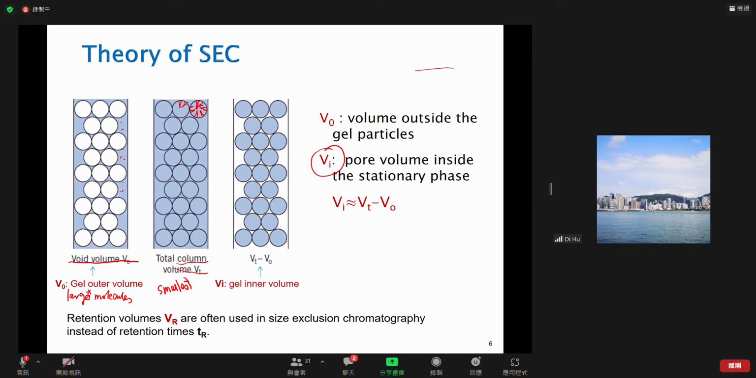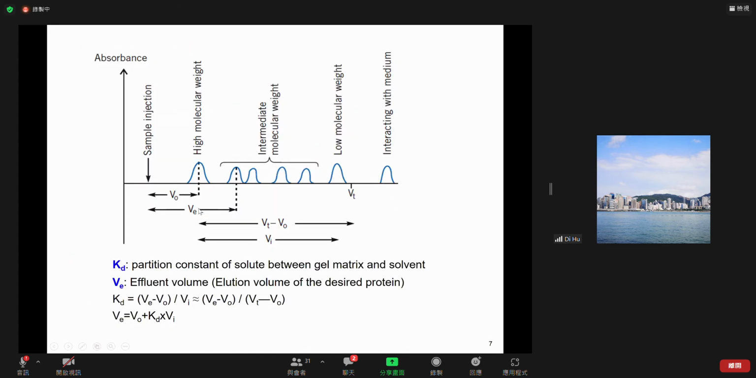The retention volume, VR, is often used in size exclusion chromatography instead of the retention time, because it is the volume it takes for them to come out. So instead of a chromatogram, what you have is called an elution profile. This is an elution profile.